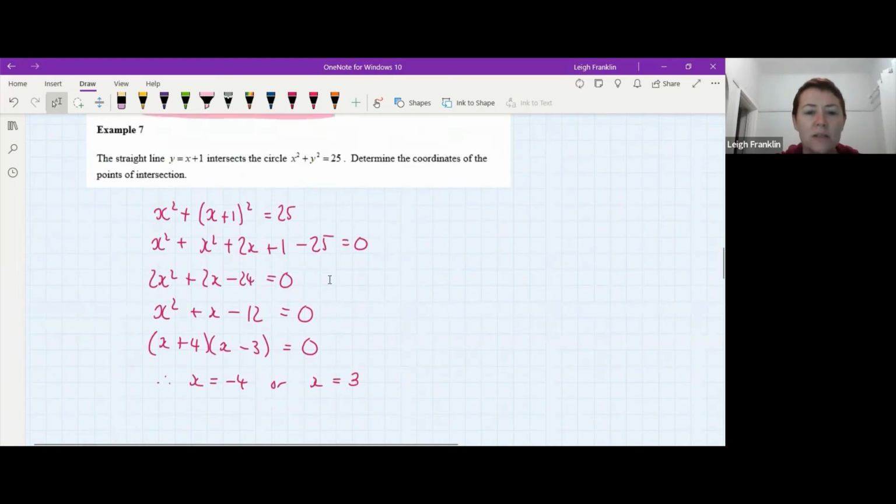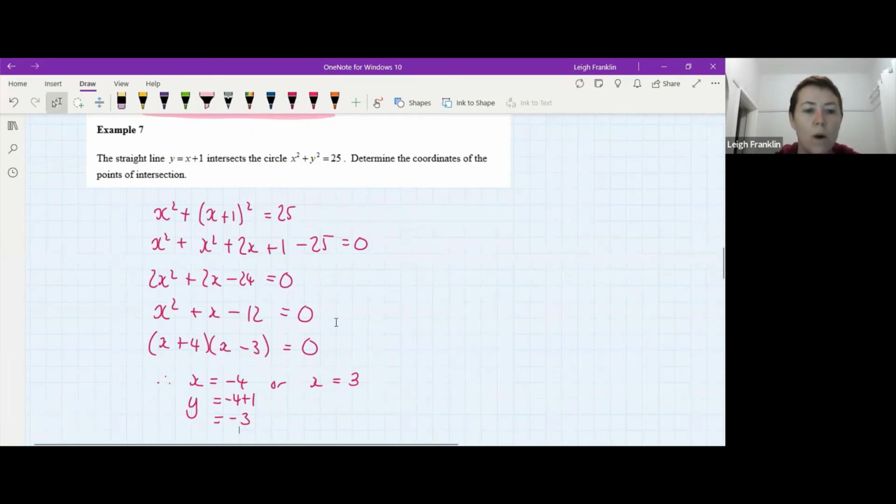All right, but they did ask us for the coordinates of the point of intersection, which means that I need to go back and solve for the corresponding y coordinate. So I'm going to sub back into the straight line. So y equals x plus 1. So y equals negative 4 plus 1, which gives me negative 3.